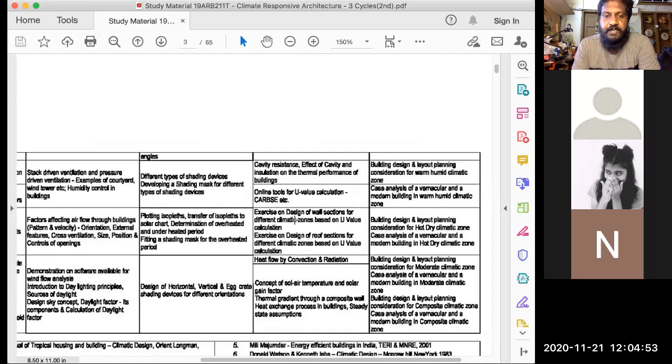So with regard to the 4th unit, what we look into now is the cavity resistance, the exercise, and the online tool. We are skipping this part, because we don't have much time to finish it. Let's see if at all we get extra time, then we'll finish off the professional website.